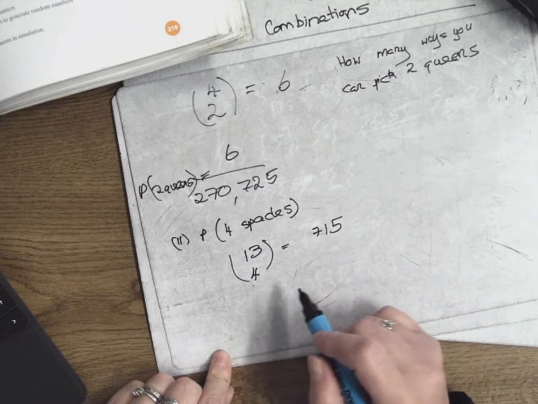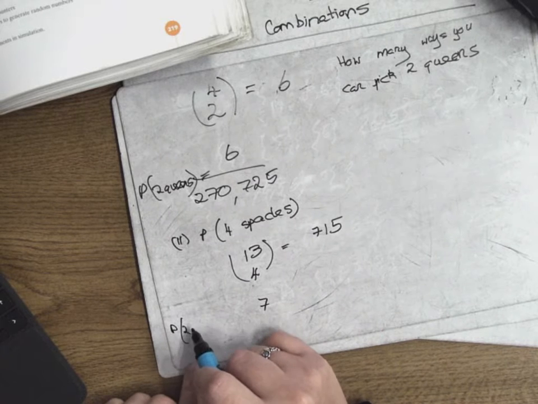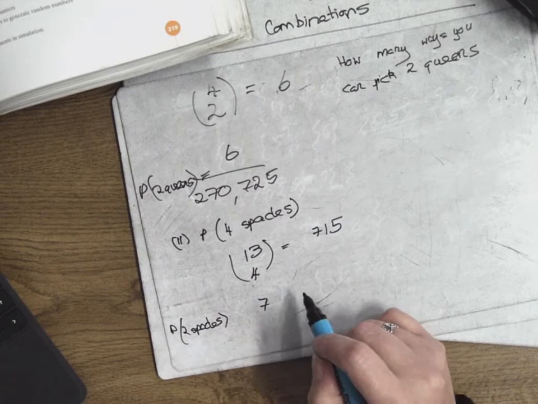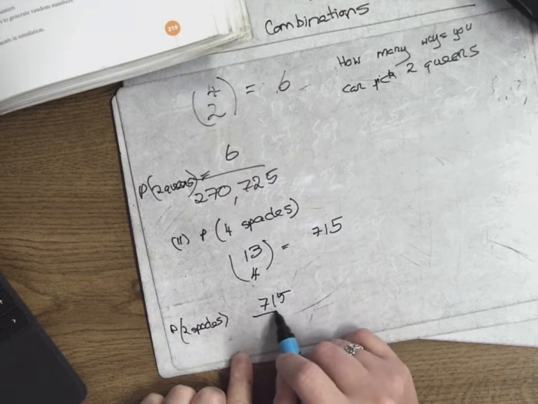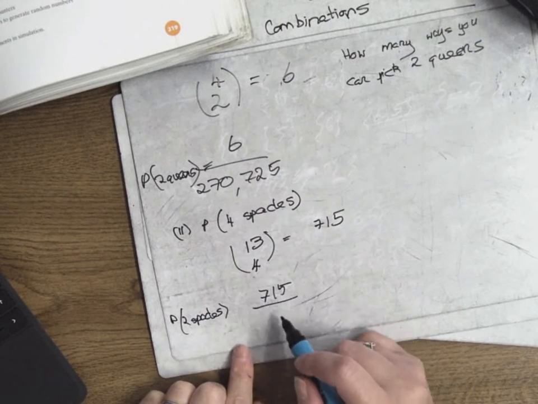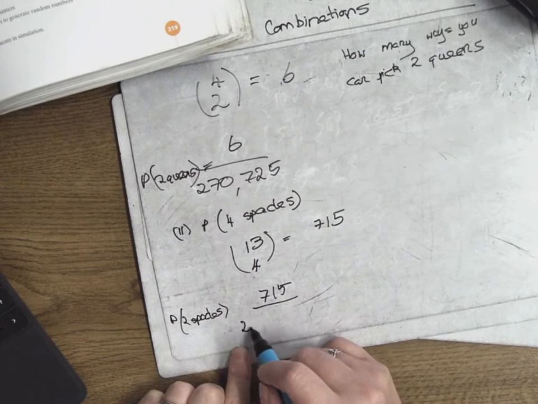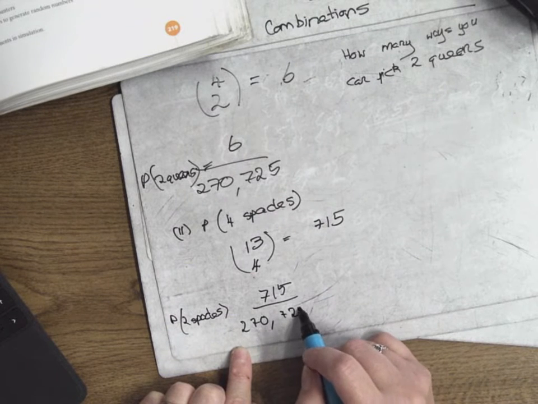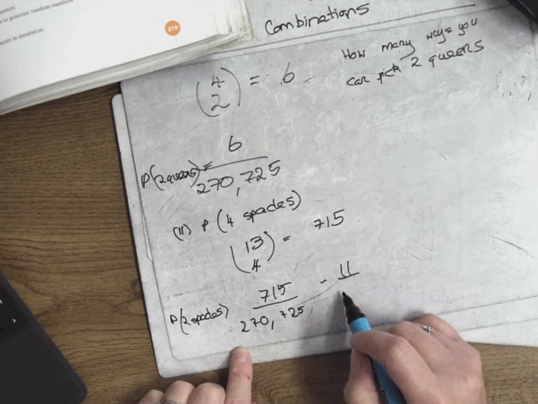Right? Okay, so your probability of picking 4 spades, right? 13 choose 4 is 715 over all the different ways you can choose 4 cards. So 270,725. Okay, and does that one cancel down? It does. 11 over 4165.